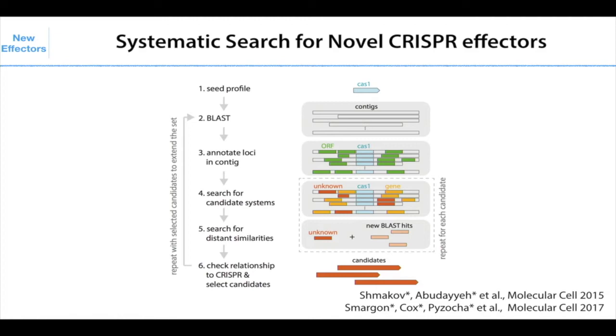The first criterion is, for each one of these genes of unknown function, if you BLAST it, do you get a whole family of them? If that's true, then you know that this is highly conserved, and so evolutionarily it's probably doing something that's important.